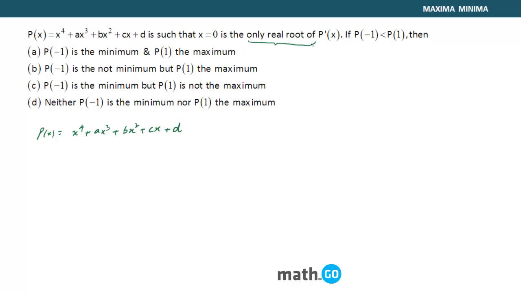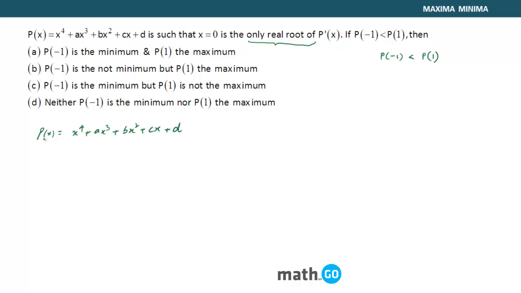very important stuff, the only real root of P'(x), and it is given that P(-1) is smaller than P(1). Then you were asked to find whether P(-1) is minimum or P(1) is maximum or not, and vice versa. Just go through the question first of all.